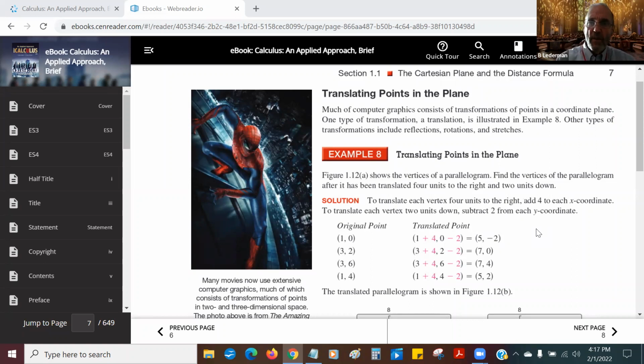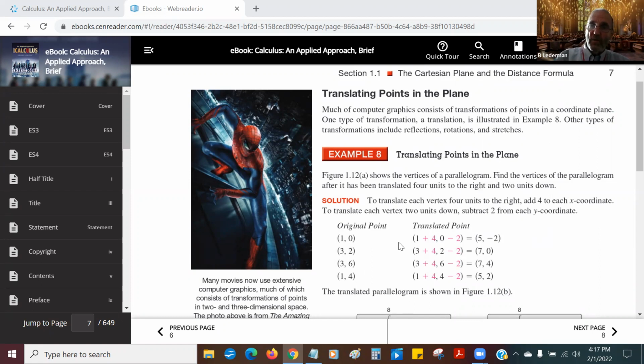So here we see a parallelogram, and these are the vertices, these points right here. And we're going to translate it. Translate means we're going to slide it, we're going to move it. What does it say here? 4 units to the right and 2 units down. So we're going to add 4 to each x value and subtract 2 from each, or add negative 2, if you will, to each y value.